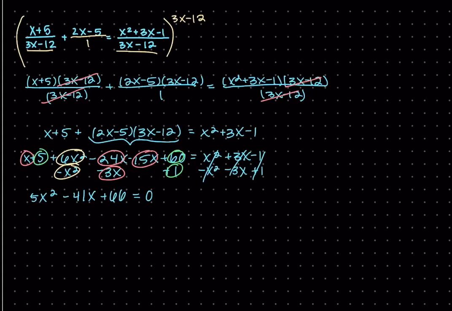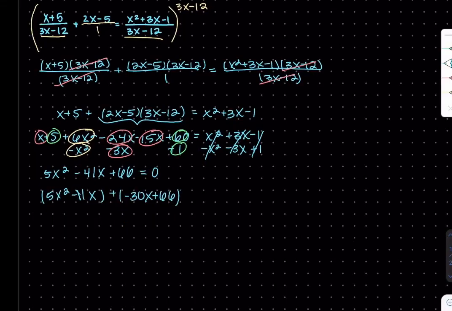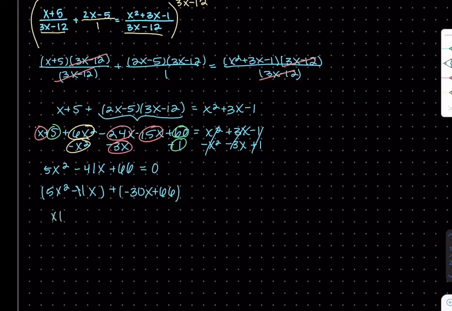So from now it's just a factoring problem, and what I'm going to do is split it into two parts. I'm going to get the 5x squared minus 11x plus negative 30x plus 66, and that's going to help us factor. From here we can factor this left side into x times 5x minus 11, this right side into a negative 6 times 5x minus 11.